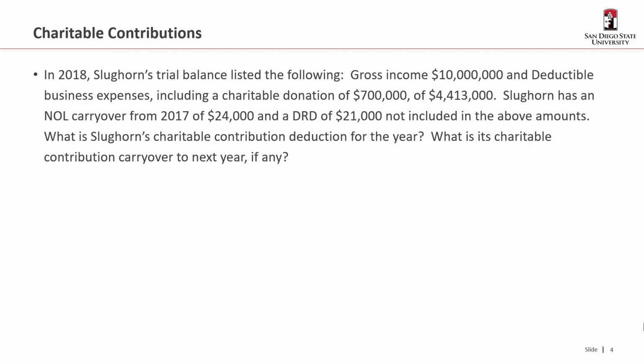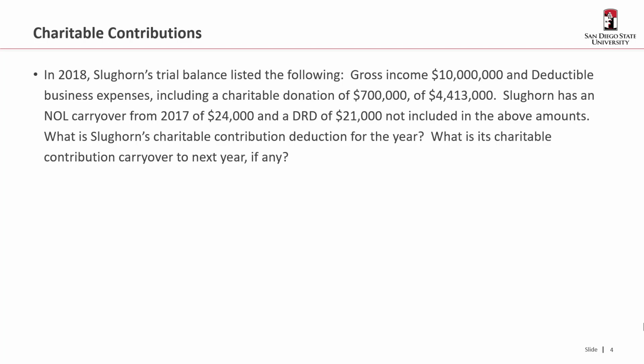Okay, let's put that example on its head and do version 2. So in 2018, Slughorn's trial balance listed the following. We have gross income of $10 million, deductible business expenses, including the charitable donation of $700,000, equal to $4,413,000. Slughorn has an NOL carryover from 2017 and a DRD of $21,000 that is not included in the above amounts.